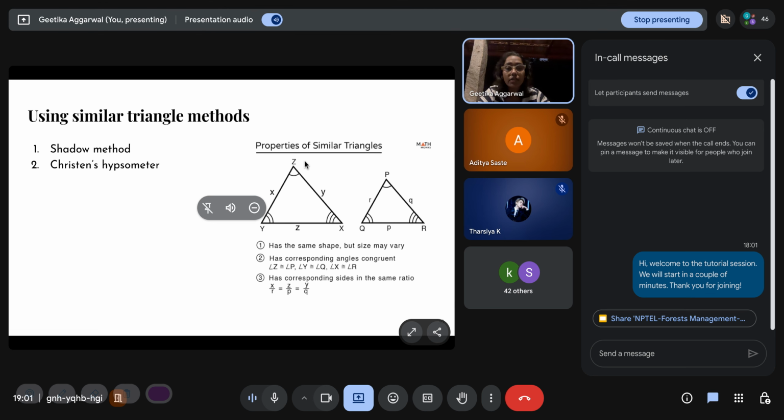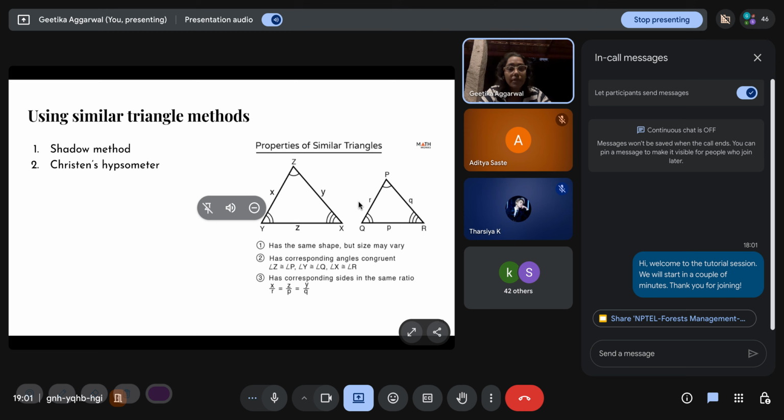Basically, their properties here: there are two triangles, XYZ and PQR. Both of them are similar. Why? Because all the corresponding angles are equal. So angle X is equal to angle R, angle Q is equal to angle Y, and angle Z is equal to angle P. So all these three angles are equal, and the corresponding sides will be in the same ratio. So here, the side opposite to angle X, which is x, and the one opposite to angle R, which is r.